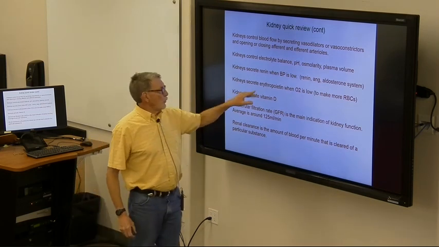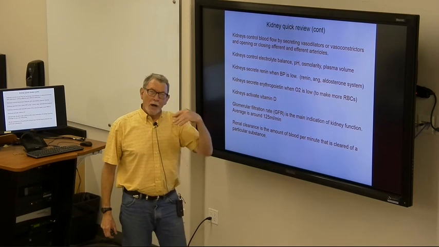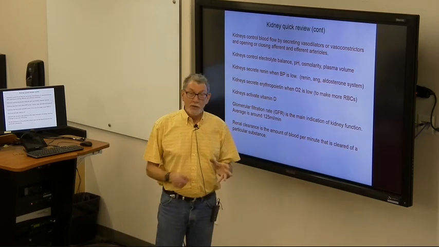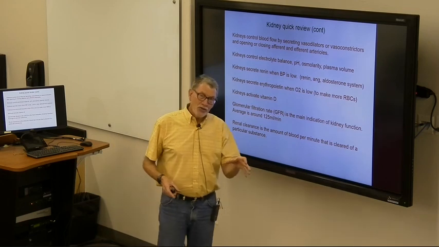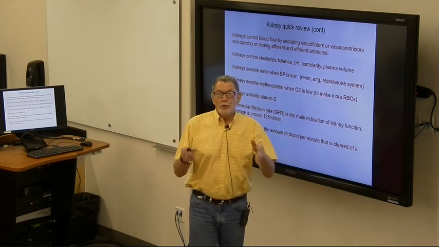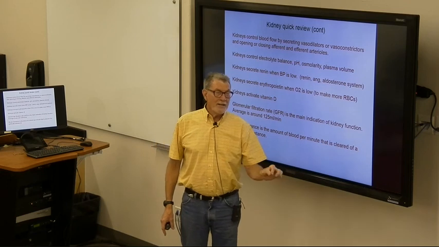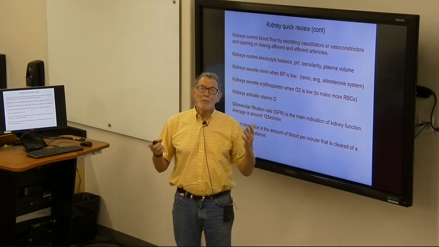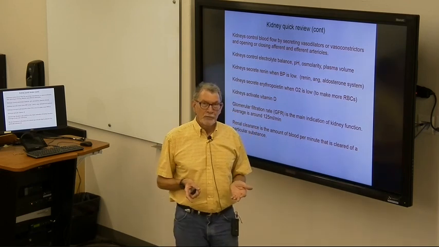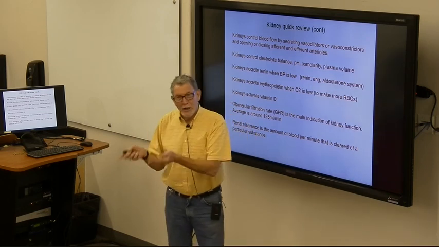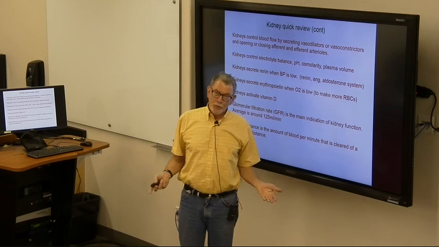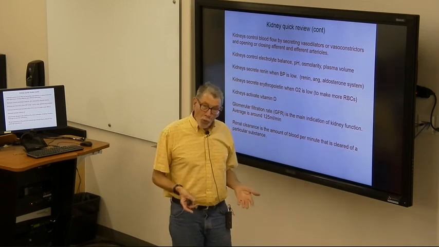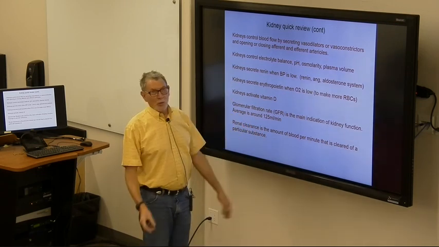Kidneys also secrete erythropoietin when oxygen levels are detected that are too low, meaning that you don't have enough oxygen carried in your blood, so your kidneys release erythropoietin. It causes your bone marrow to make more red blood cells. It's why people go to high altitude to train. Hypoxia causes you to release erythropoietin, and you make more red blood cells, and it makes you run better.